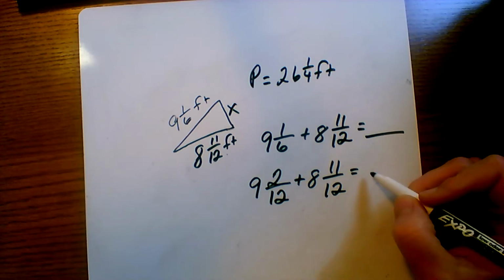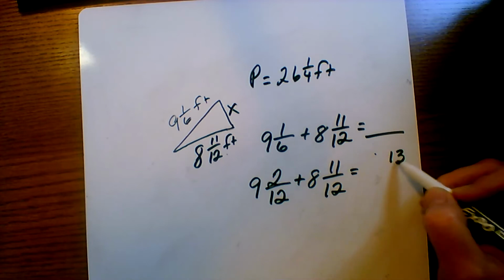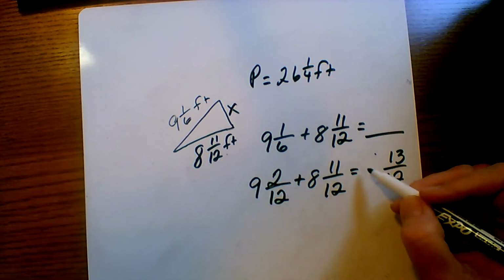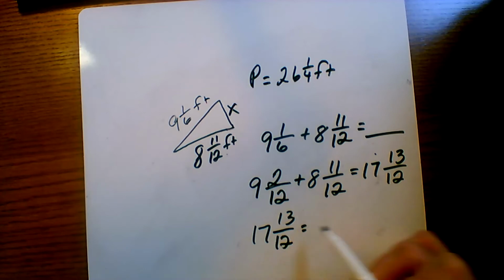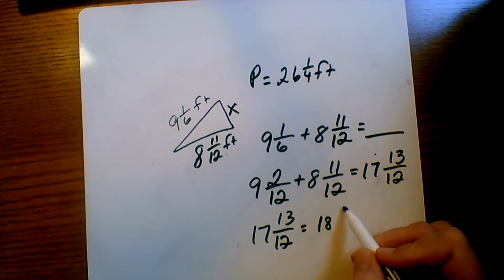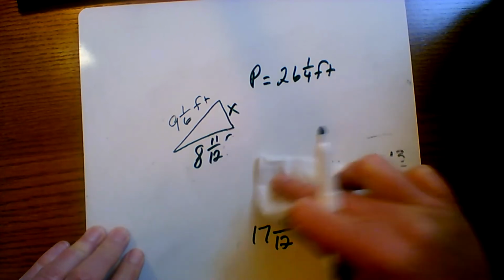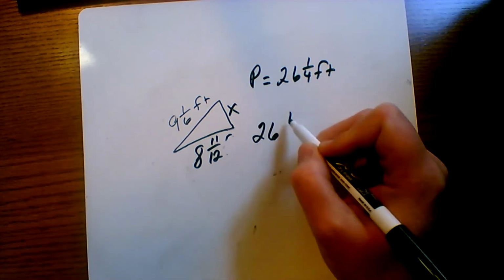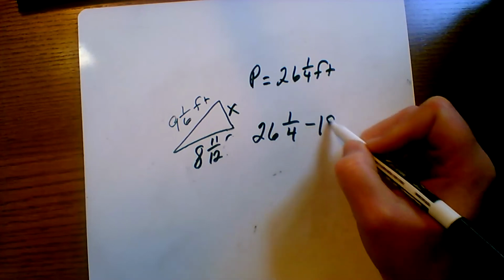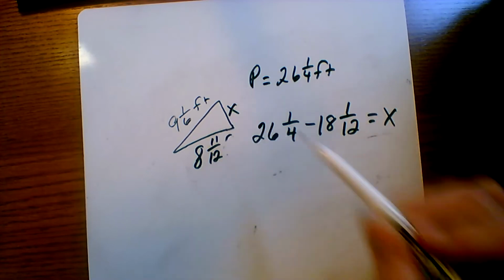That gives us an answer of 13/12 over here, and this would be 17. However, this is more than 1. So 17 and 13/12 is really 18 and 1/12. Now we need to subtract that from the 26 and 1/4. So 26 and 1/4 minus 18 and 1/12 equals what? That's going to be our x.